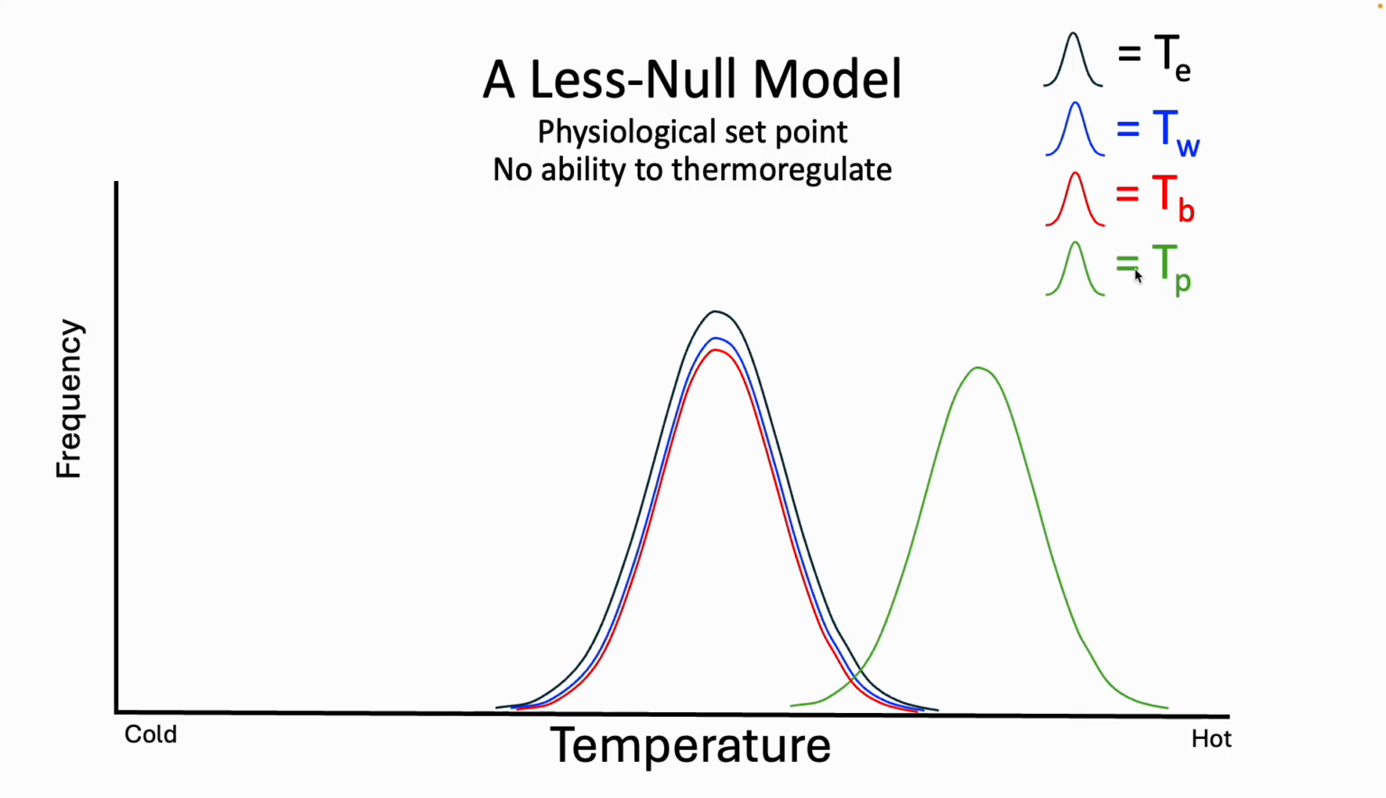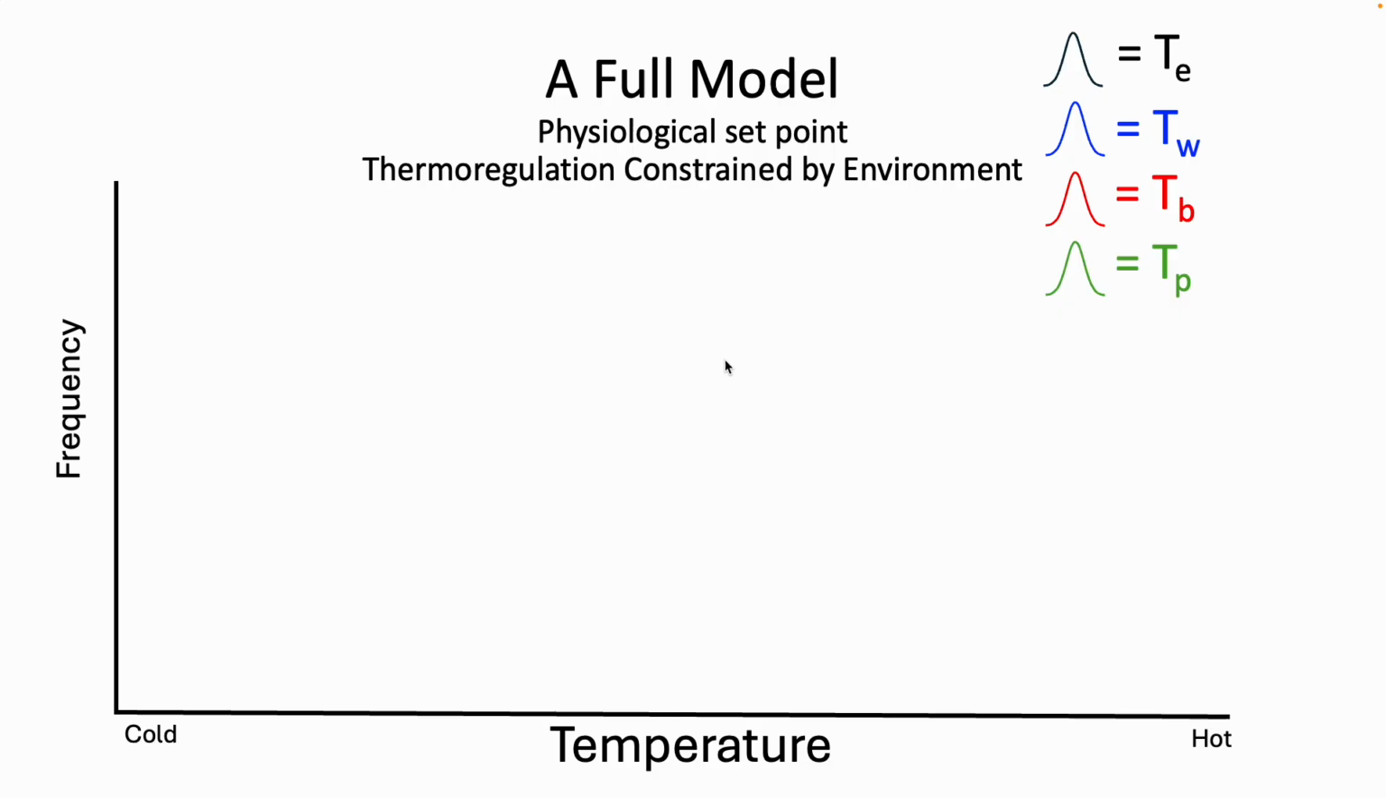In this case, you would expect to see an effect of temperature, in that you would expect to see preferred temperatures being different from all of the other temperatures, and you would also expect to see seasonal and population differences, but you wouldn't see a lot of differences among the other temperatures.